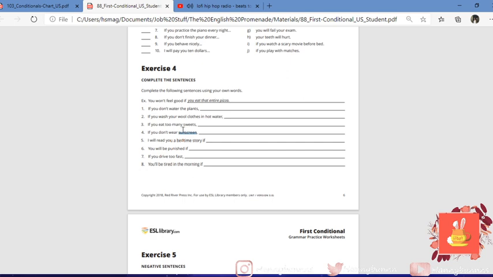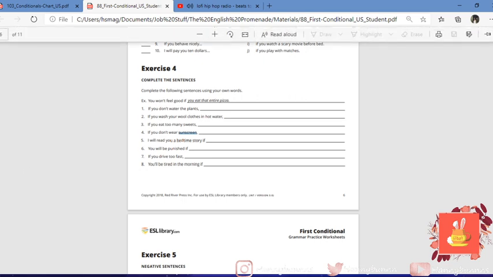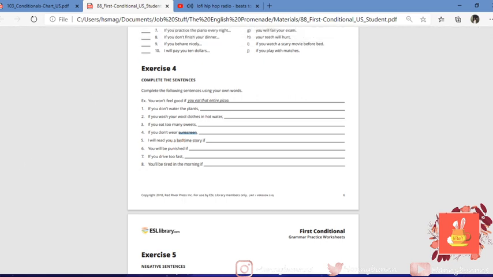You'll hurt your eyes. Five, I will read you a bedtime story if you want me to do so. Six, you will be punished if you don't behave nicely on your birthday. So not in your birthday, on your birthday. Or at your... You don't behave nicely during your birthday party would actually be better, sorry. So not in or on. Since the word party showed up, that's why I changed it to during your birthday party. Seven, if you drive too fast, you might get a fine, which is fine. You'll be tired in the morning if you sleep too late at night.